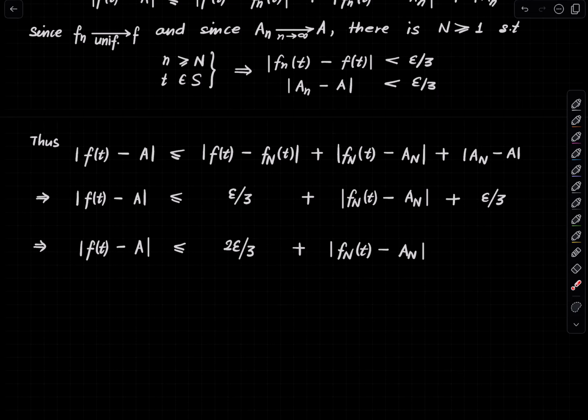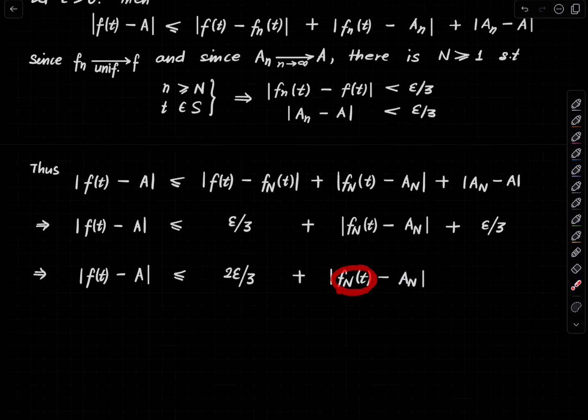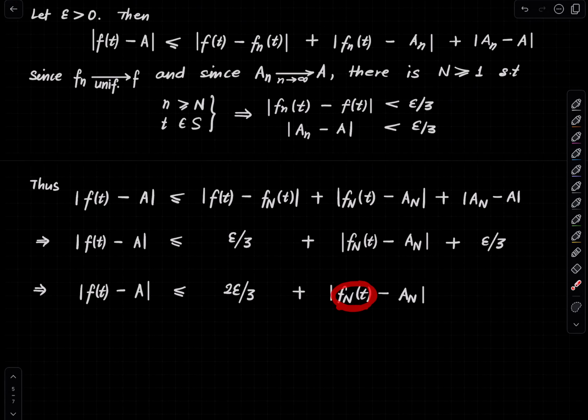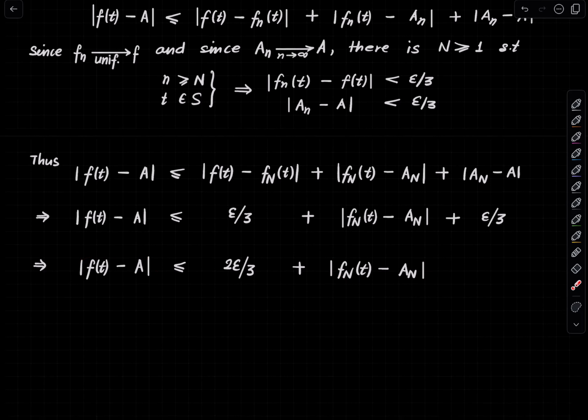Now, note that by definition of a sub capital N, this difference, as t approaches x, becomes equal to a sub capital N. That's the definition. So as t approaches x, this thing can be made arbitrarily small, and therefore so can this be. And that is where the proof ends.